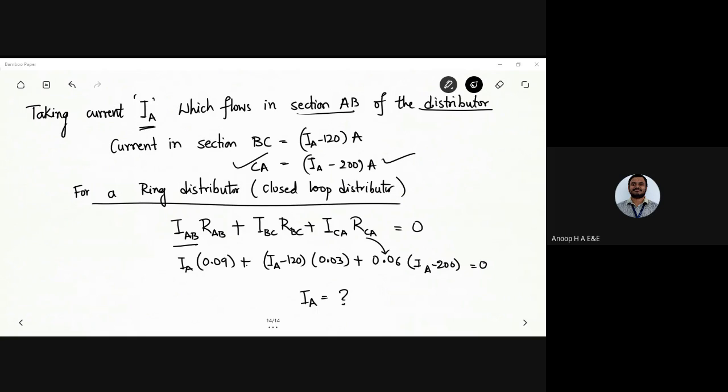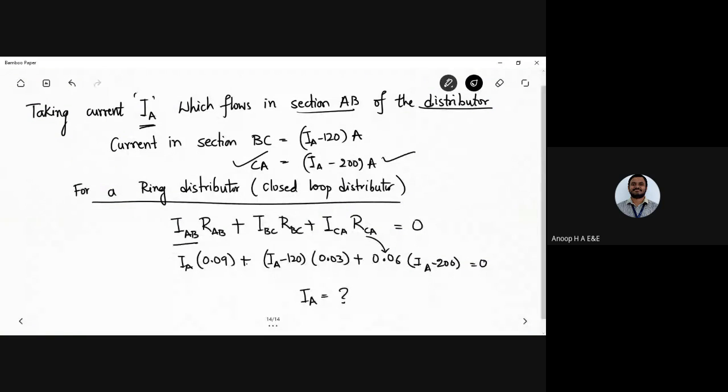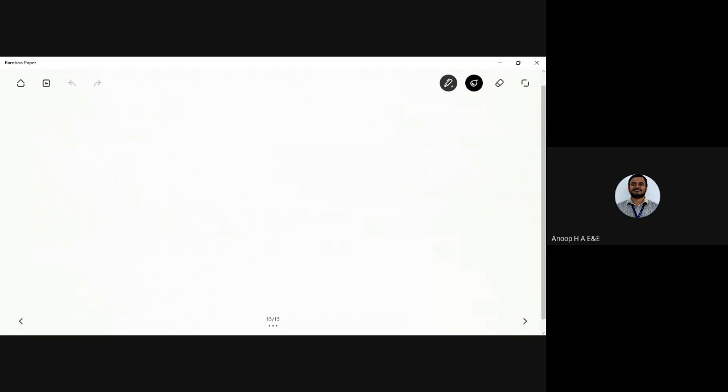Yes, Janavi, what is the answer for IA? Sir, it is 86.667. Exactly right. So it is 86.67 amperes. Just round it off to 2 decimal points and you will get it. Now you can write the actual distribution of current.